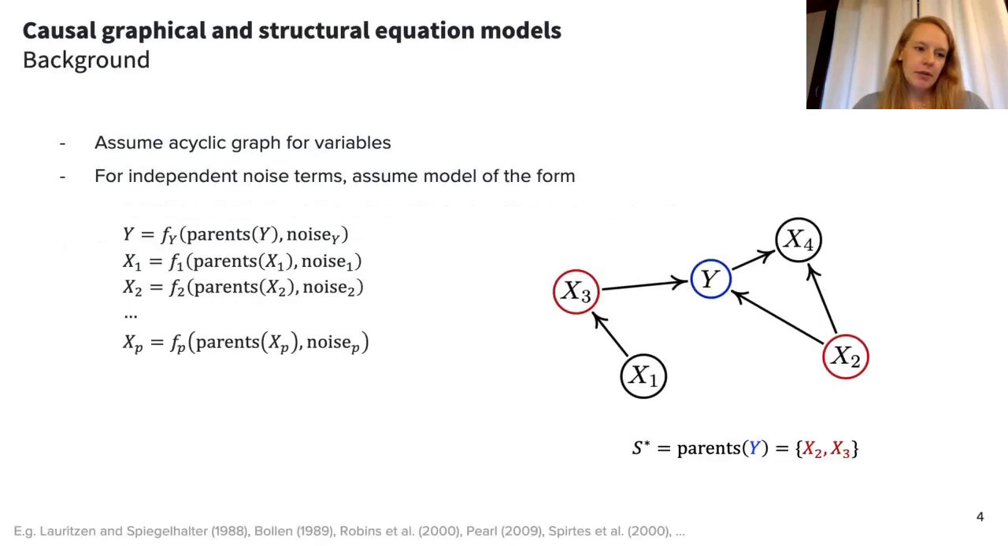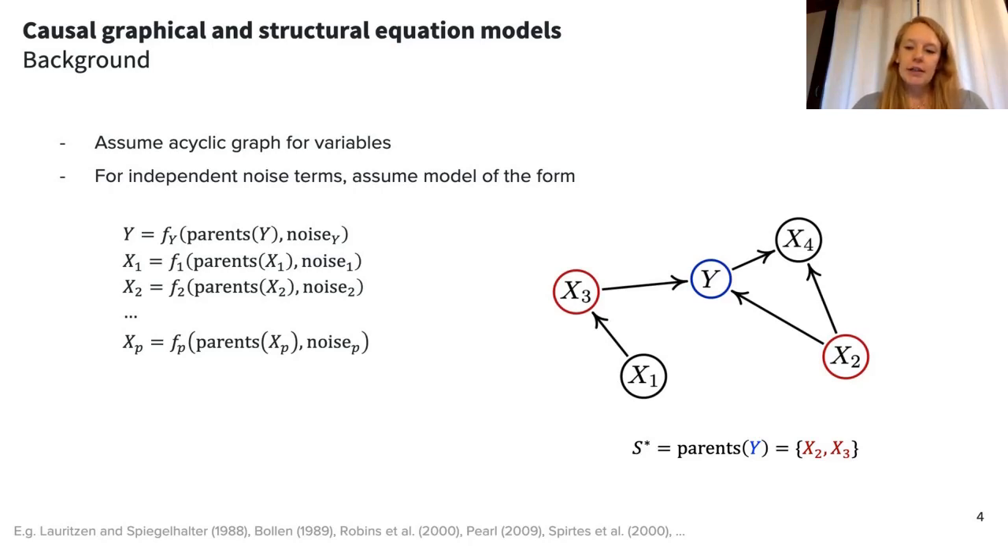For causal modeling, there are a number of frameworks. One framework uses so-called structural equations and causal graphical models. In our setting, there is one response variable Y of interest, which you can see here in blue in the graph on the right. And then there are a number of predictor variables, X1 up to Xp. The causal graph is a directed graph. It's typically assumed to be acyclic, and it describes the causal relations between the variables.